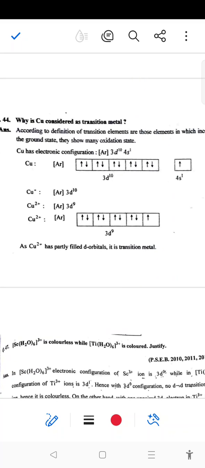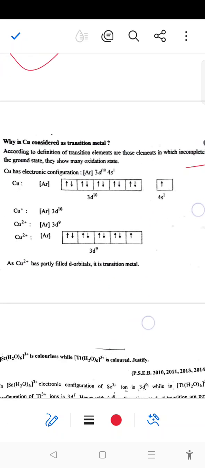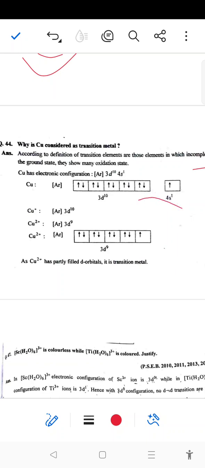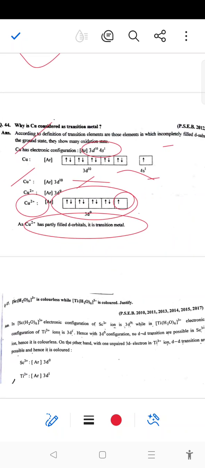Next question, why is copper considered a transition metal? According to the definition, transition metals are those elements having an incompletely filled d subshell. For example, copper has 3d10 4s1. Copper 1 positive is 3d10, copper 2 positive is 3d9. So copper 2 positive, that is 3d9, has one unpaired electron. Copper 2 positive has a partially filled d orbital and it is a transition metal, due to the presence of an unpaired electron.